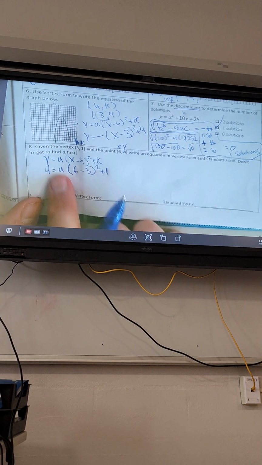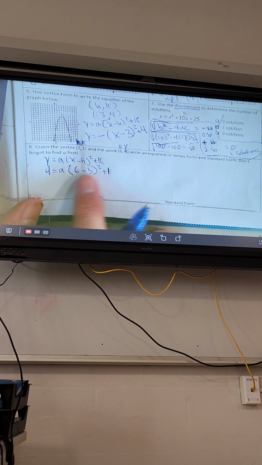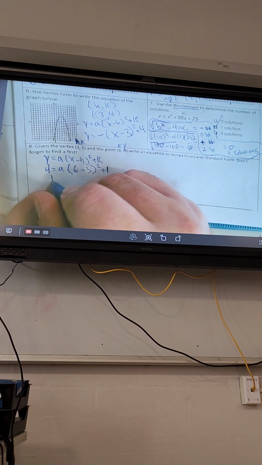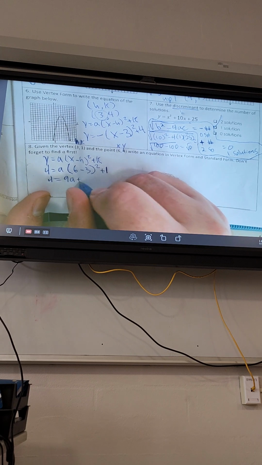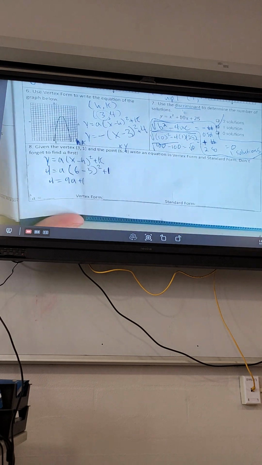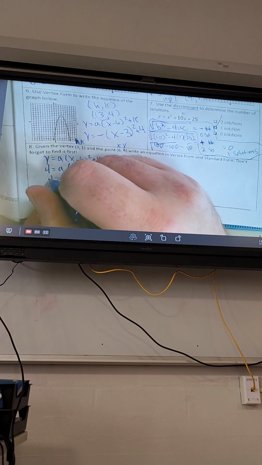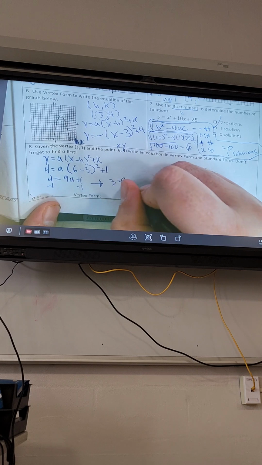Okay, then we just do order of operations. I like to do all of this first. What's 6 take away 3? 3. What's 3 squared? 9. So remember, 9 is being attached to the a by multiplication. So this is 4 equals 9a plus 1. Okay, now we just solve for a by subtracting 1 from both sides of our equation. 4 minus 1 is going to be 3, so I'm going to draw an arrow. It's going to be 3 is equal to 9a.